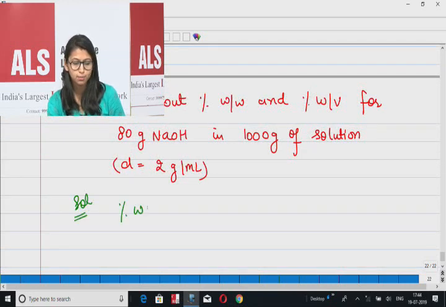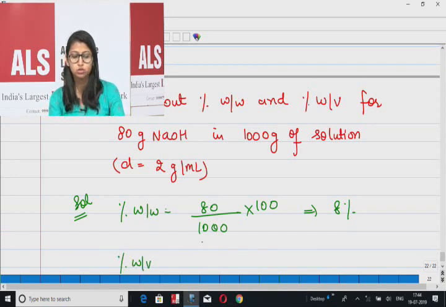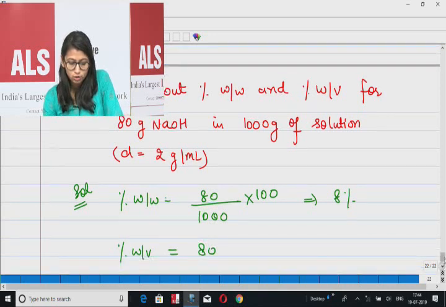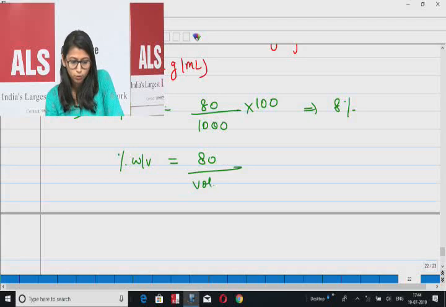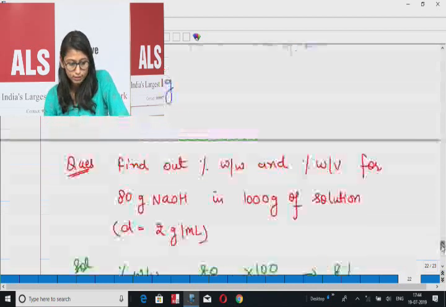First of all, percent W by W is so simple. 80 grams is given, 1000 grams of solution is given, multiply by 100. Obviously, the answer would be 8%, right? So this is the 8% answer. Now, what will happen now? We have the percent W by V. So for this, I will be requiring the volume, right? I want the volume of solution here. Then I'll multiply it by 100 and I'll get my answer. Now I will be requiring the volume of solution.